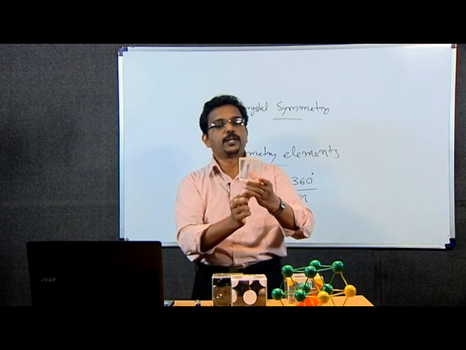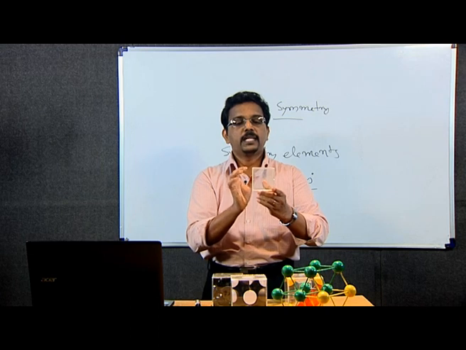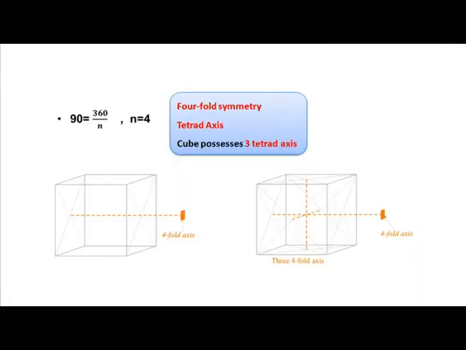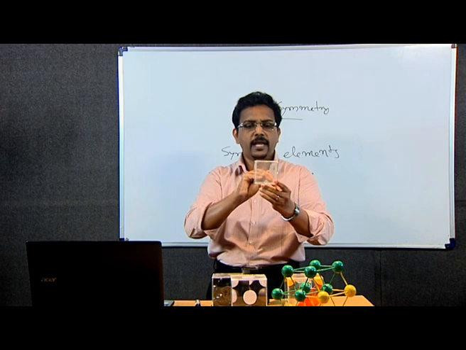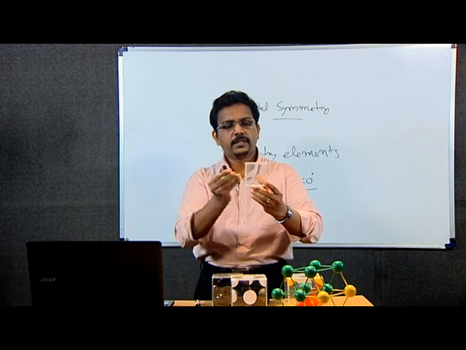How many four-fold axes of symmetry are there for a cube? You can see this is one, similarly here is the second one, and here is another axis. So, there are three four-fold axes of symmetry for a cube. This means that 4 times during a complete revolution, that is 90 degrees, is 360 by n. So, n is 4, which means four-fold symmetry, and this particular axis is called a tetrad axis. A cube possesses 3 tetrad axes. This is the cube, here this one is one axis and another one is like this, and another one is in this way.